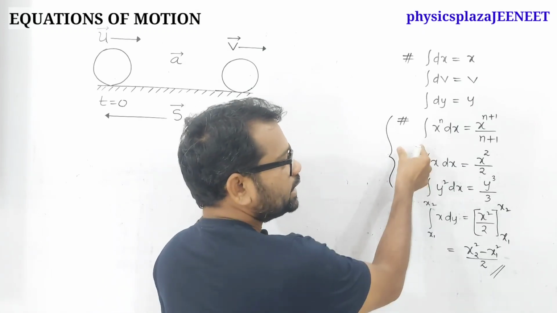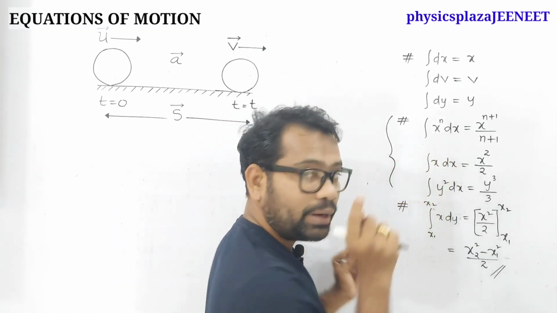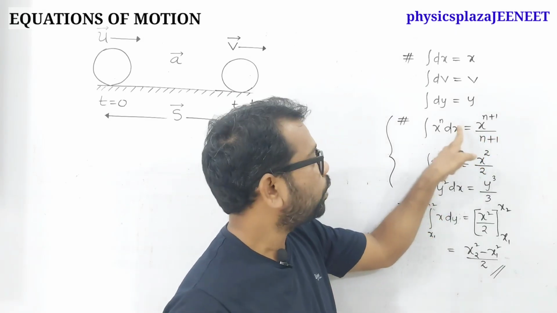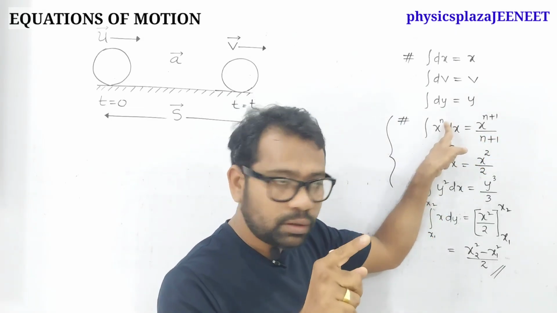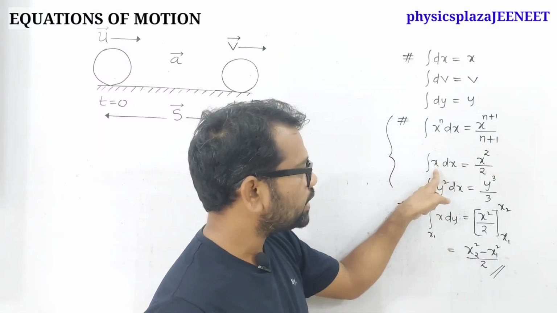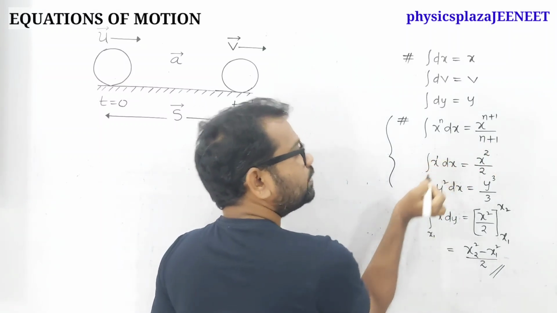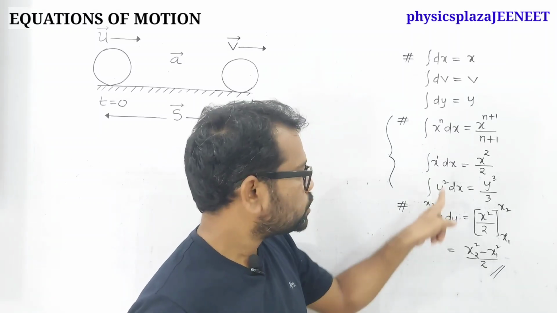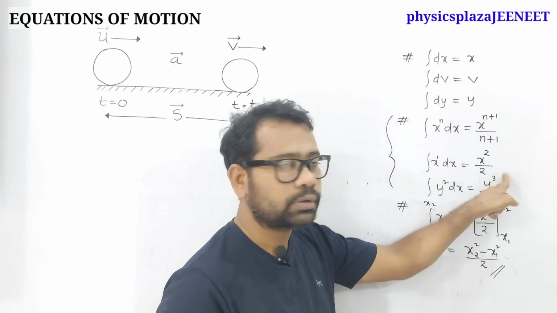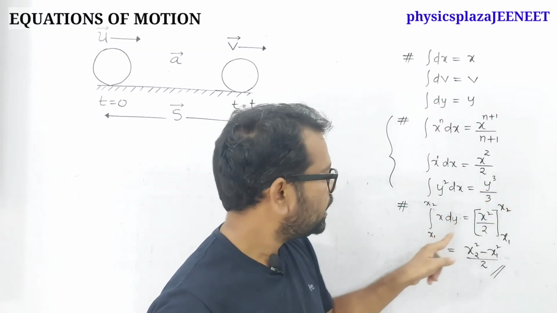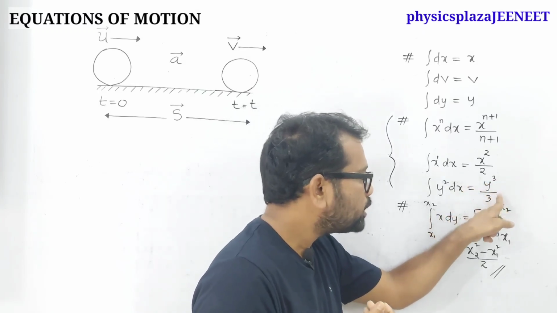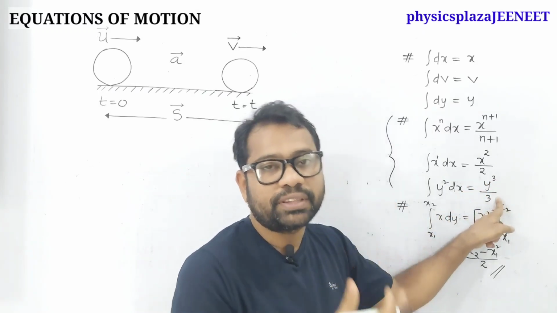Integration of x power n dx can be written as x power n plus 1 by n plus 1, which means whatever the power is, just add 1 and divide by power plus 1. Example, integration of x dx. Children, here x power 1 will be there if nothing is written. So x dx means x power 1 plus 1 by 1 plus 1, so obviously it is x square by 2. Next, integration of y square is y power 2 plus 1 by 2 plus 1, so it is y power 3 by 3.